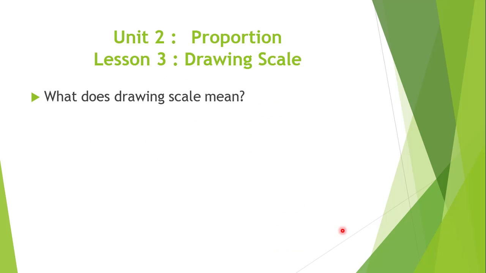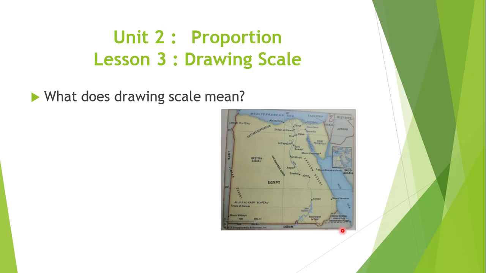Okay, what does the drawing scale mean? What do we mean by drawing scale? Let's look here. This is the map of Egypt. Of course, any distance here is not real because Egypt is huge and the distances are measured by kilometers, but here it's small and the distances are in centimeters. So there is a ratio between the real length and the drawing length.